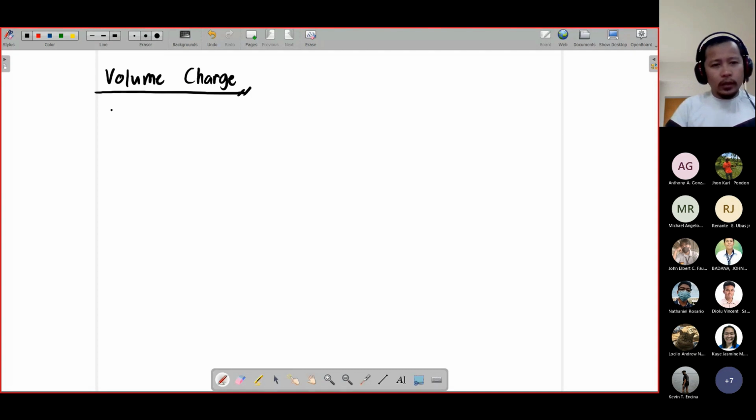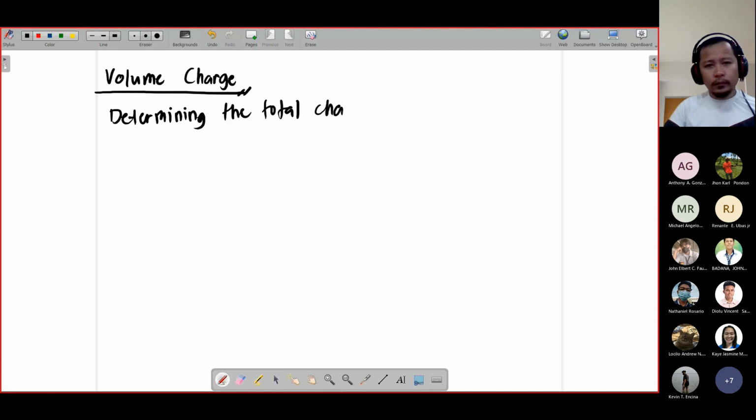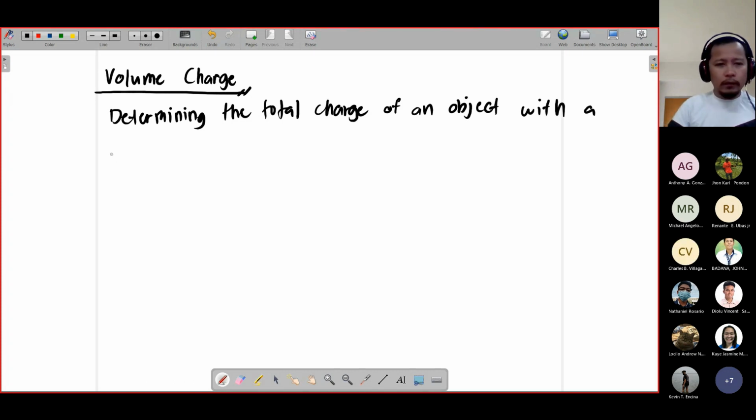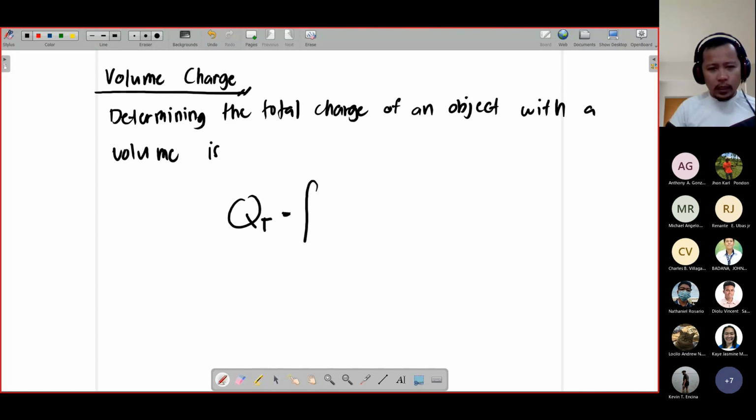So determining the total charge of an object with a volume: total charge is basically the integral of the volume charge density times the differential volume.